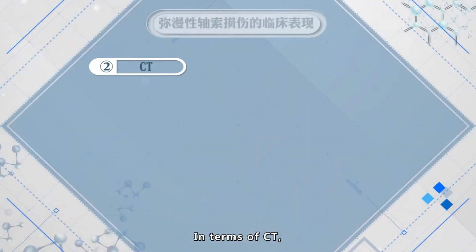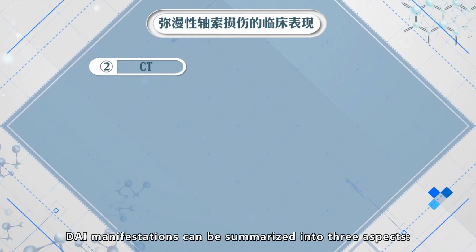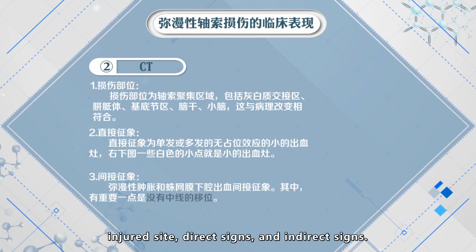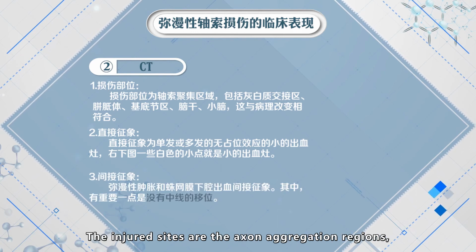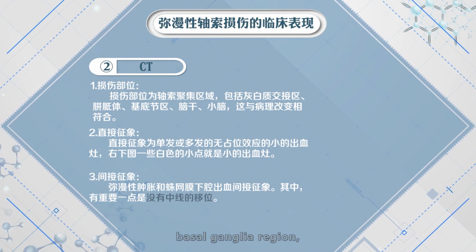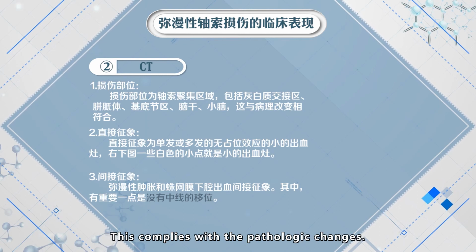In terms of CT, DAI manifestation can be summarized into three aspects: injury site, direct signs, and indirect signs. The injured sites are the axon aggregation regions, including the gray-white matter junction region, corpus callosum, basal ganglia region, brainstem, and the cerebellum. This complies with the pathologic changes.